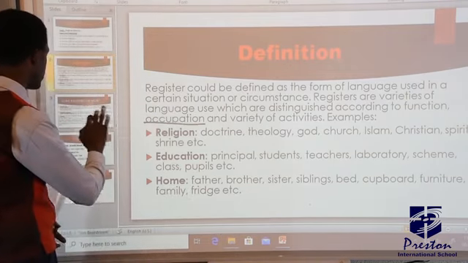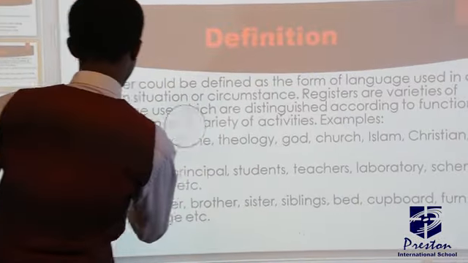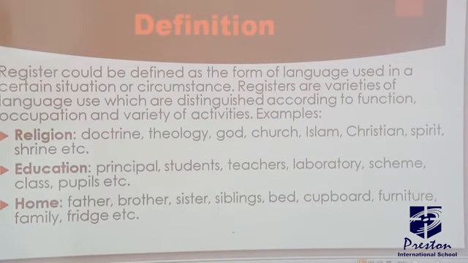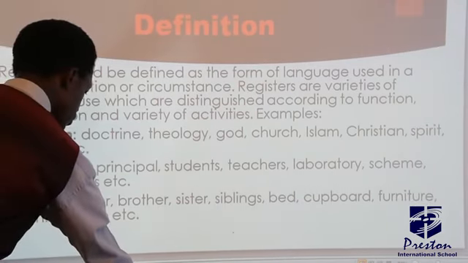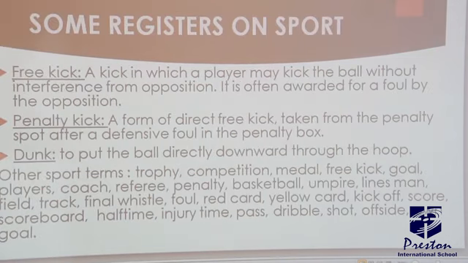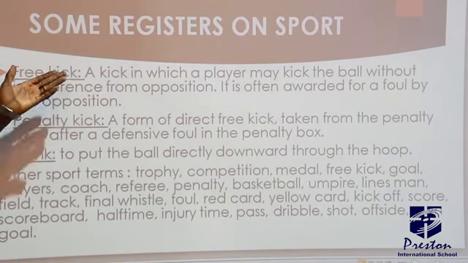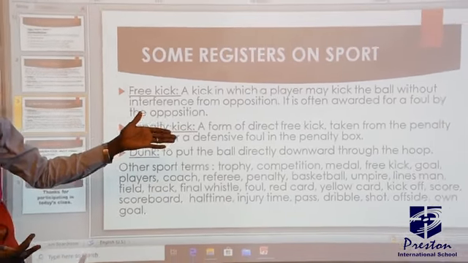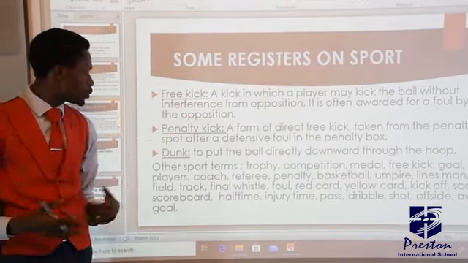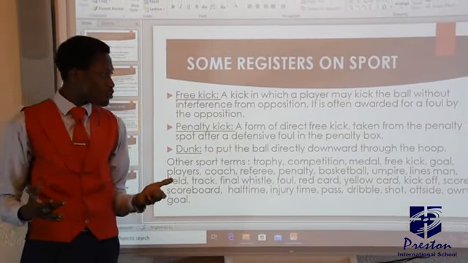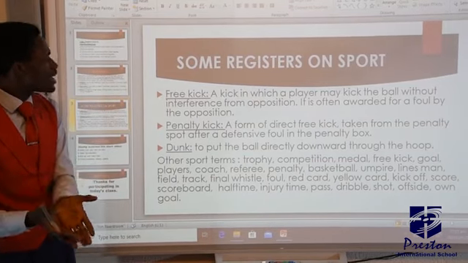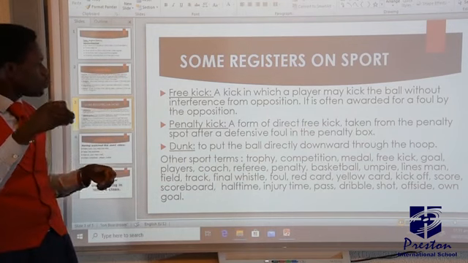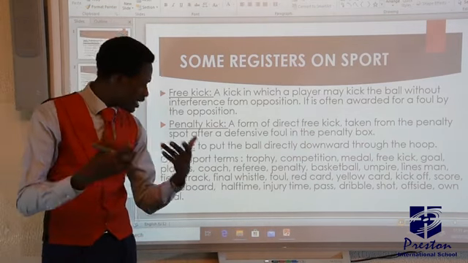Now, let us look at some common registers for sports. Now let's see some registers on sports. Look at the word free kick. A kick in which a player may kick the ball without interference from opposition. It is often awarded for a foul by the opposition. Penalty kick, a form of direct free kick taken from the penalty spot after a defensive foul in the penalty box. Dunk, to put the ball directly downward through the hoop, like in basketball.